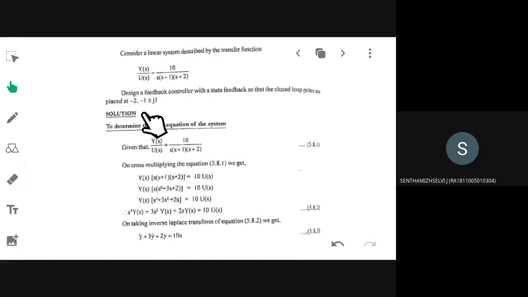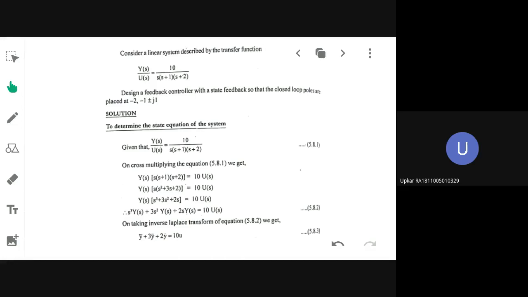What are the poles that are given? What are the pole locations that are specified in the problem? You have to reframe the given system so that now the poles are located at what location? -2 and -1 plus or minus j1. Okay, so pole placement they have asked.